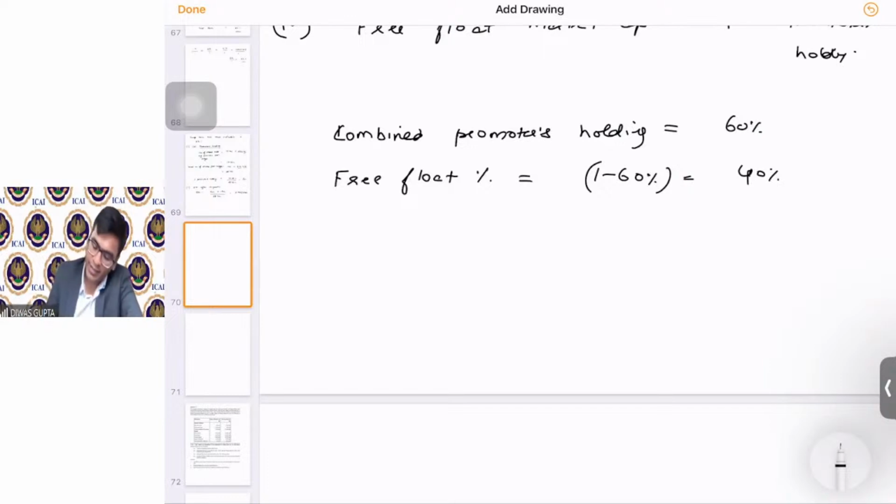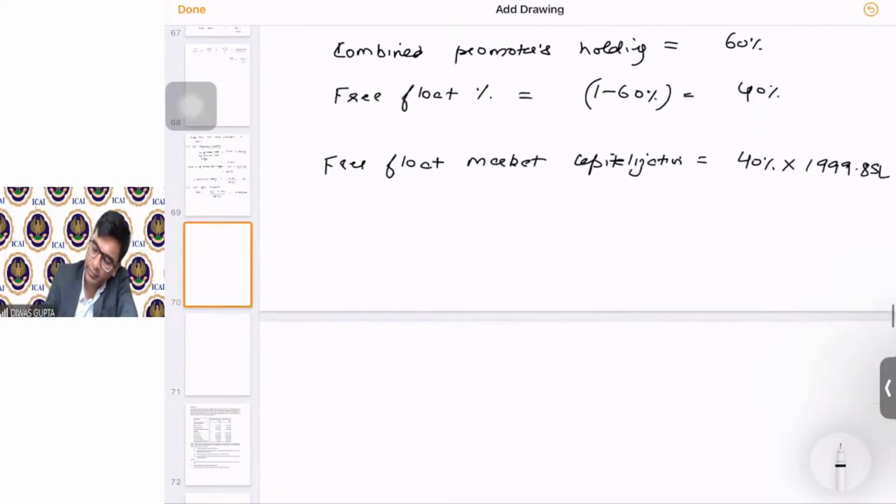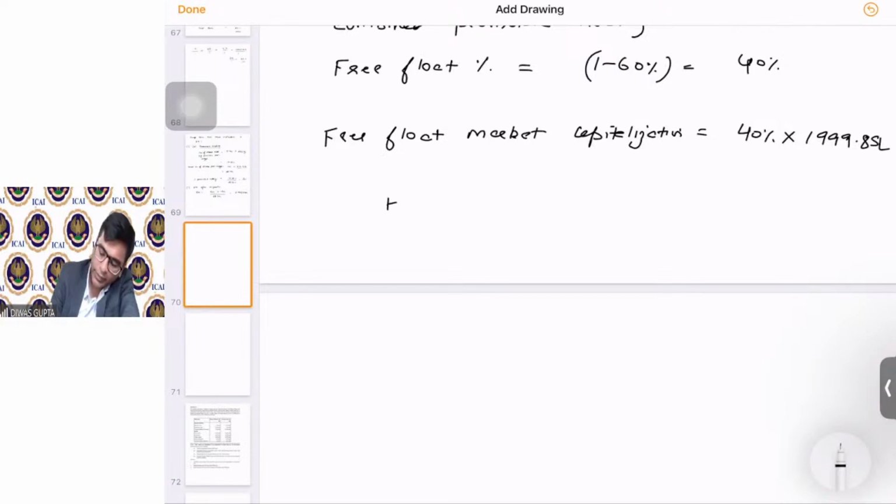Now using this free float percentage, we will calculate the free float market capitalization. This will become how much? 40% multiplied by 1,999.85 lakhs. So hence free float market cap is equal to rupees 799.94 lakhs.